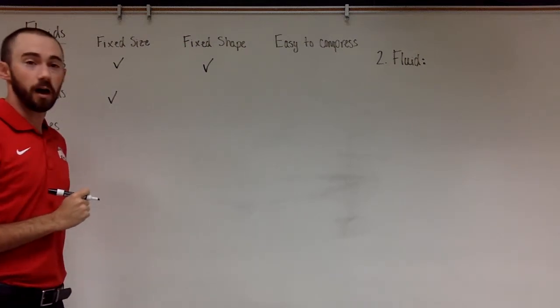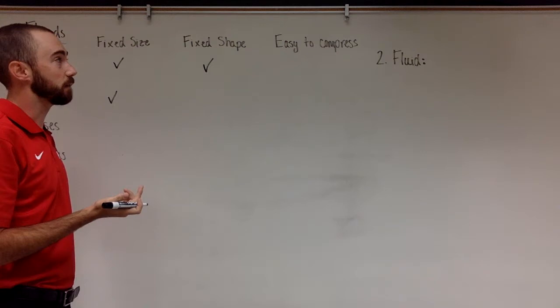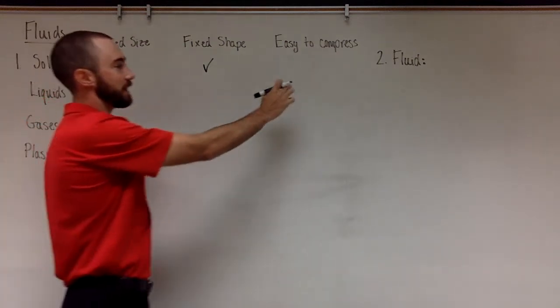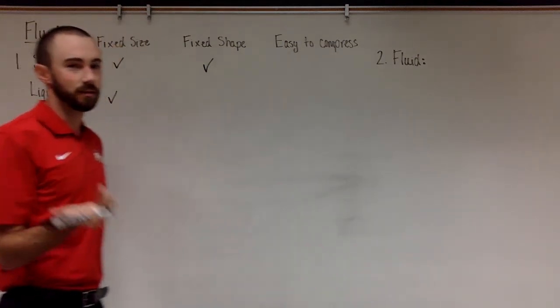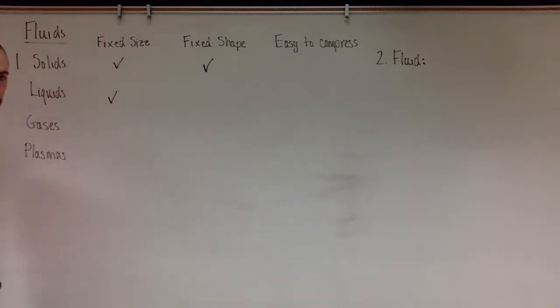Fixed shape, they don't, as we just talked about. When you put them into a different container, they can change shape. And then easy to compress, again, liquids, not easy to compress. You'll notice the things that have a fixed size are not easy to compress. That's because their volume can't change very easily. Liquids can technically compress a little, but not significantly.